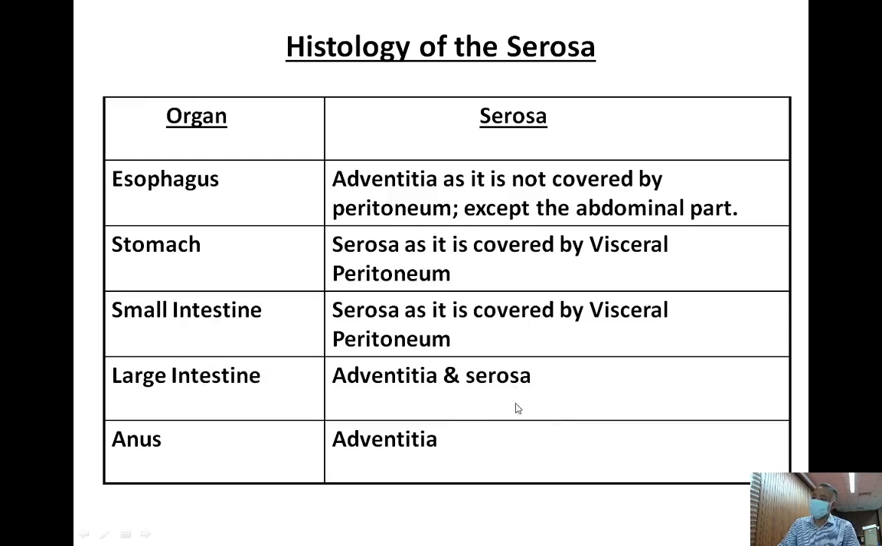In that case we call it serosa, but some part is covered by the pelvic cavity, pelvic tissues, and in those cases we call it adventitia. The anal canal is completely covered by your pelvic tissue. That is why it is called adventitia.